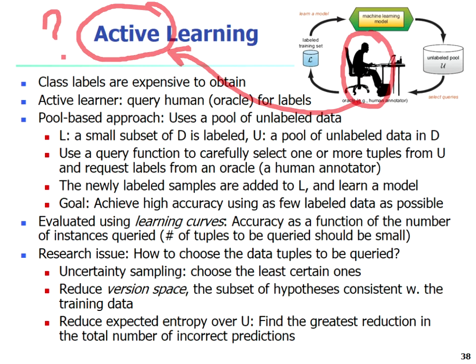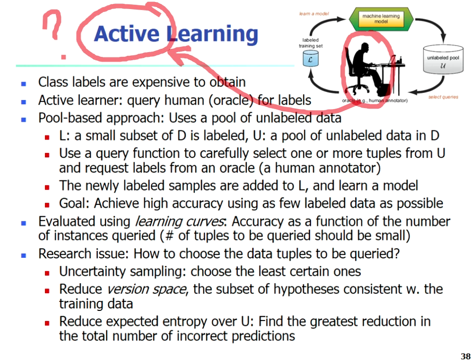For example, L is a small subset of D that is labeled, and U is a pool of unlabeled data in D. We use a query function to carefully select one or more tuples from U and request labels from an oracle, a human annotator. So the human annotator gives us the labels. For this reason we say that it is active learning. The newly labeled samples are added to L, and we learn a model. The goal is to achieve high accuracy using as few labeled data as possible.